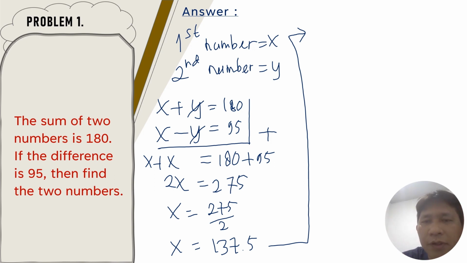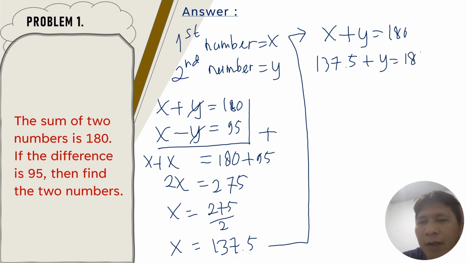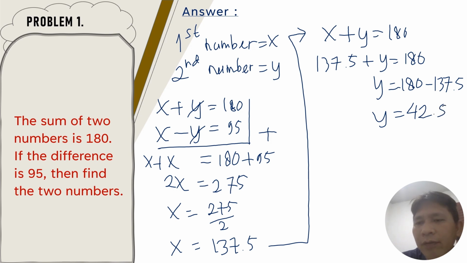Okay, then after that you can pick one of the equations. I'm going to use the first. So here we have x plus y equals 180, and here we have 137.5 plus y equals 180. Then y equals 180 minus 137.5. So y equals 42.5. So this is the first number, x equals 137.5, and this is the second number, 42.5.